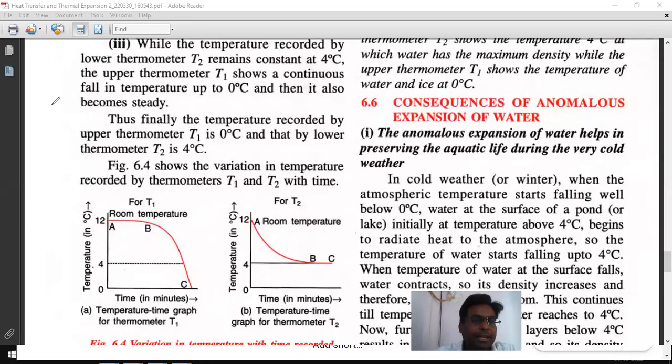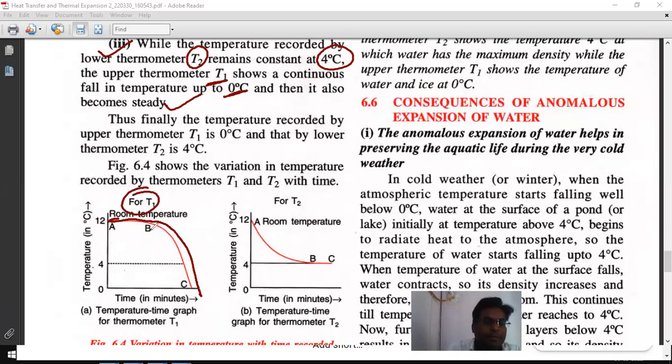So your next point is, while the temperature recorded by the lower thermometer T2 remains constant at 4 degrees Celsius, the upper thermometer T1 shows a continuous fall up to 0 degrees Celsius. Then it also becomes steady. So you can see the fall of the temperature here, from 12 to 0 degrees Celsius. This is for the T1 thermometer, and this is for thermometer T2.